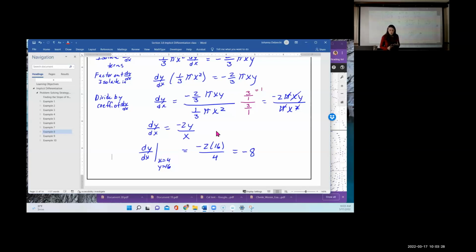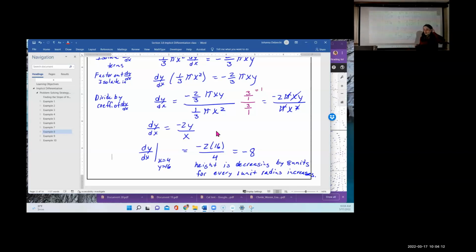Now, let's interpret what this dy/dx is saying. dy/dx is a rate of change. y represents the height and x represents the radius. So the height is decreasing by 8 units for every 1 unit the radius increases. That's basically what dy/dx represents.